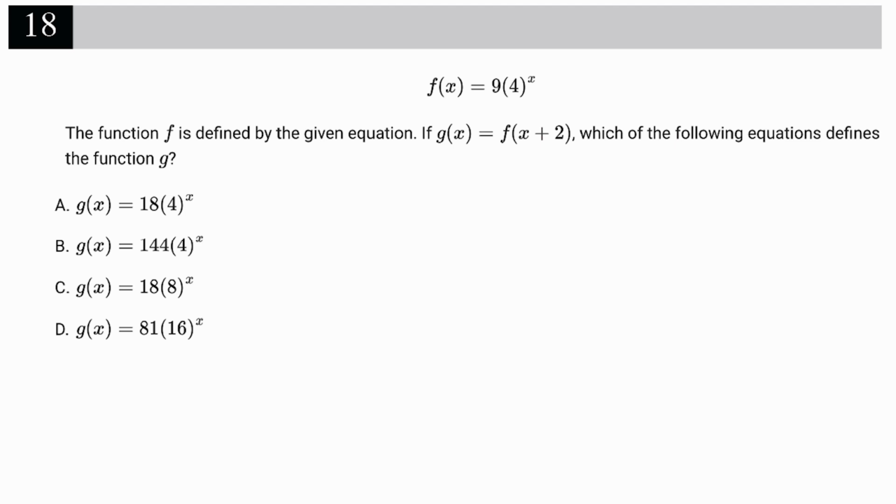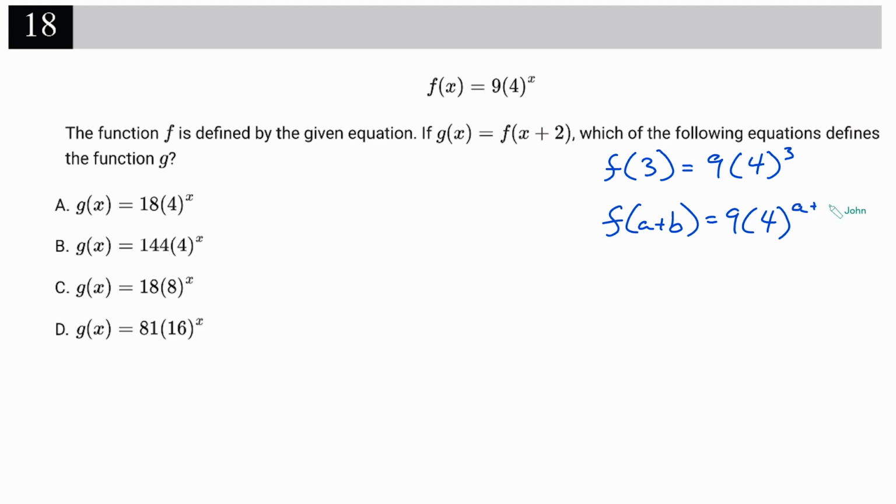f of 3 would be 9 times 4 to the third. If we had f of a plus b, that would be 9 times 4 to the a plus b. So f of x plus 2 just means that we place x plus 2 in the position of x. So that's 9 times 4 to the x plus 2.